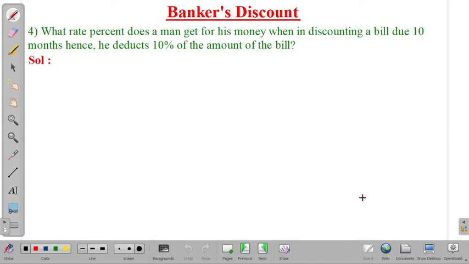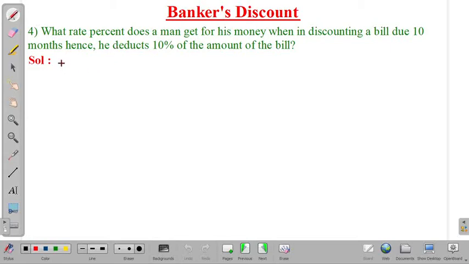See, in this problem what is given: at what rate percent does a man get for his money when discounting a bill due 10 months hence. So if the merchant wants money now, the buyer will deduct 10% of the amount, which was due 10 months hence. So we need to find the rate percentage.